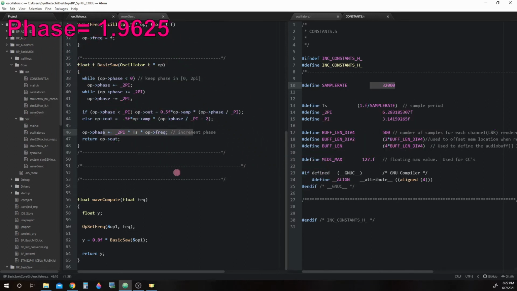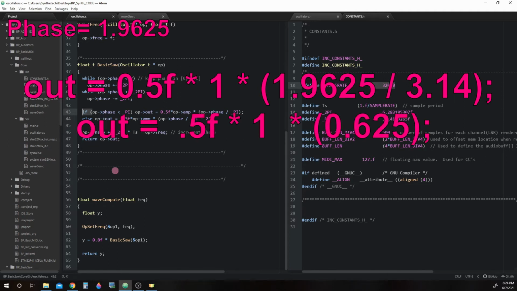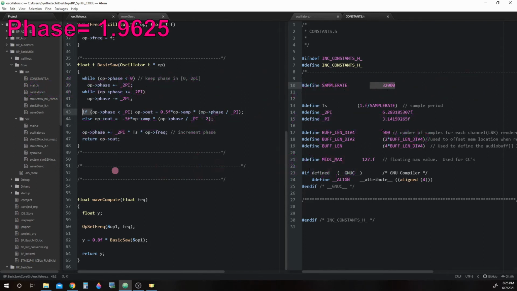We return the sample value of 0.15625, and when we return for a new sample, we find we are still between 0 and 6.28. We are also still less than pi, so we will still use the if operation. And our new numbers will be out equals 0.5f times 1 times our phase value of 1.9625 divided by pi, which is 3.14. That comes out to be out equals 0.5 times 1 times 0.625, which equals 0.3125. Next, we increment our phase again.